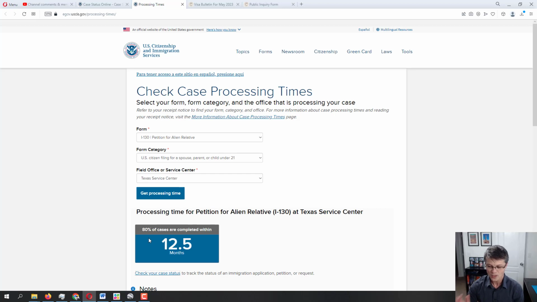Keep in mind, once your petition is approved by USCIS, it is transferred to the NVC. Then you have to get documentarily qualified with NVC, which can take anywhere from 3 months to 6 months, depending on how fast you can satisfy all the requirements to become documentarily qualified.